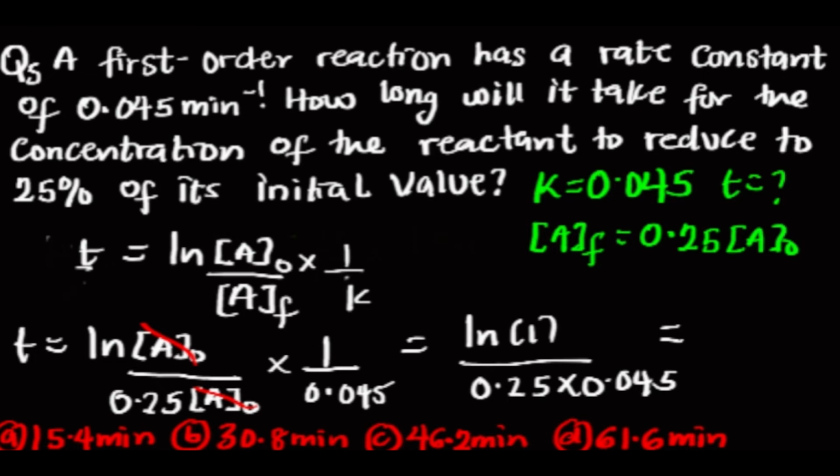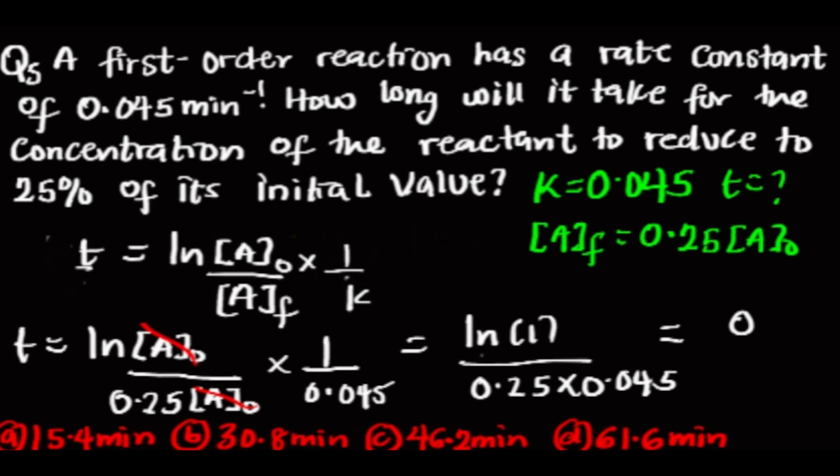Then divided by 0.25, then multiply by 0.045. So here, the natural logarithm of 1 should give us 0, right? That's good. So we're going to have this to be 0. Then this is divided by anything, so the answer is still 0, right? So the answer to this question is actually 0.